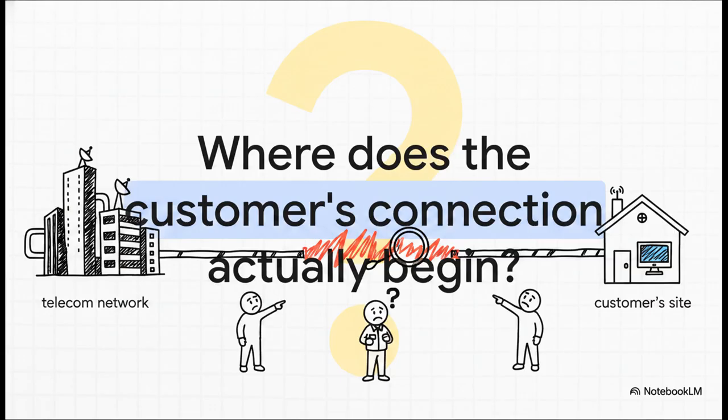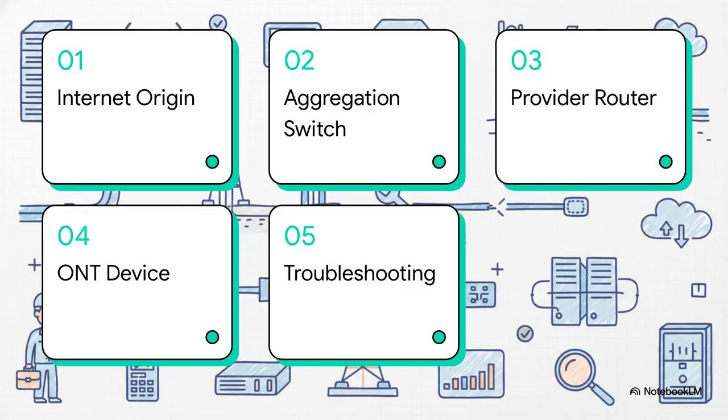Usually, as a field tech, you aren't configuring the hardware sitting inside the telecom company's data center. Your domain is the customer's site. But if you don't understand the origin point of the signal you're trying to fix, you're literally flying blind. We need to clearly define that boundary line today. Here's our roadmap for today's explainer. We're going to hit the internet origin, check out the aggregation switch, move on to the provider router, demystify the ONT device, and finally, wrap up with some rock-solid field troubleshooting steps.